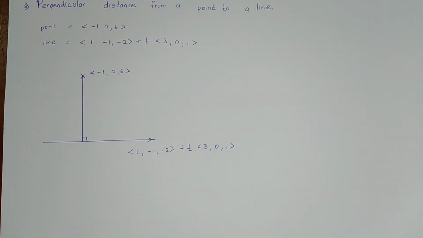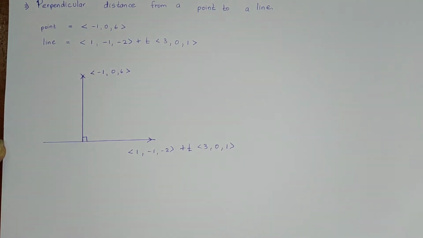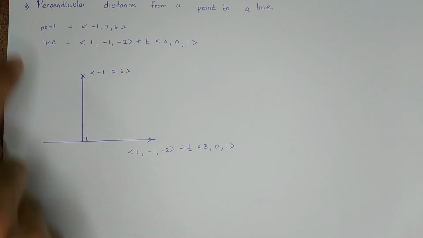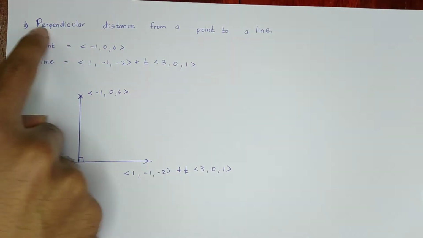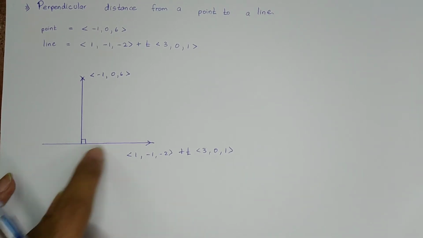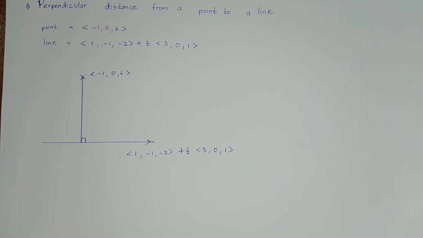Actually we need to find the length of it. Imagine they have given a hidden fact: a 90 degree right angle, because we need to find the perpendicular distance from a point. So we can directly tell we need to use this 90 degree angle data. How can we use it? If you have learned about the dot product of vectors, you can use this 90 degree angle by using the dot product.